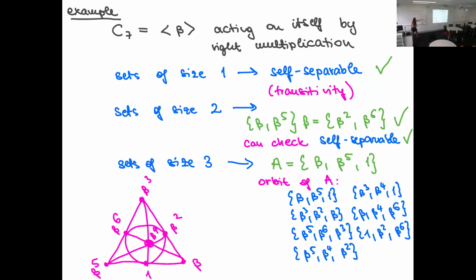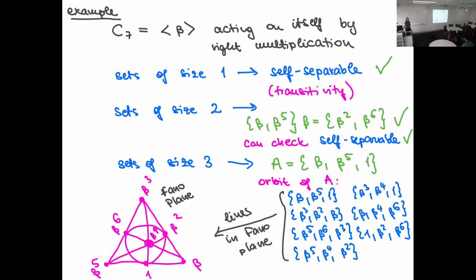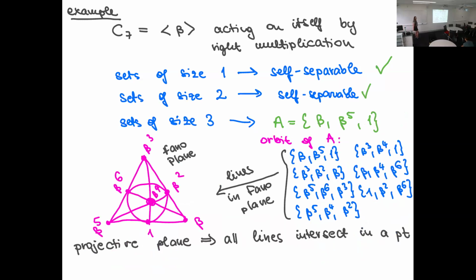So this is something where all the lines are these sets in the orbit of A, and it's the Fano plane, and the Fano plane is a projective plane. And what we know about a projective plane is that all lines intersect in a point. So instead of looking at this orbit and checking for things, we'll just use this knowledge. And that tells us that A is not self-separable. But we showed that for any set of size less than 3, we will always be self-separable. So then the separability number will be 3 in this case.